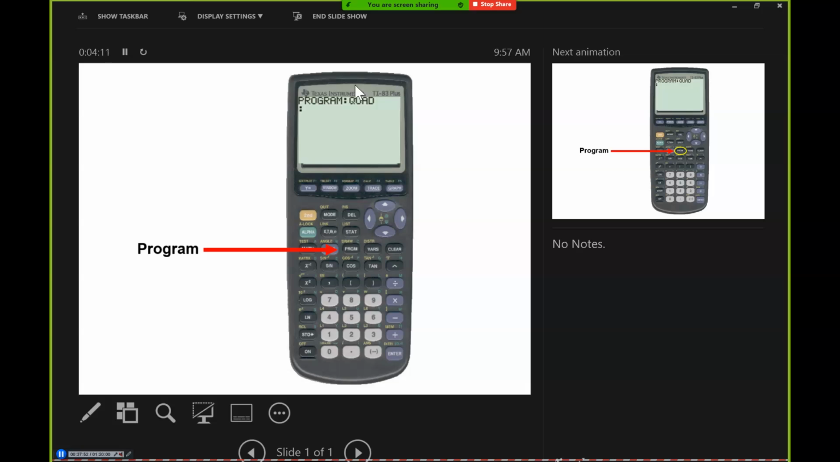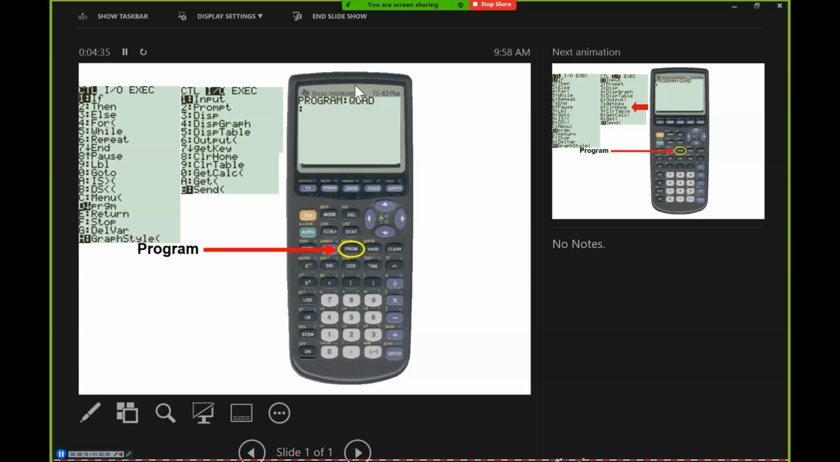Now press the program button again, and you're going to be at a menu that looks like this. Everybody okay there? Press the right arrow key to move over to the I/O menu. And then from the I/O menu, we're going to pick the clear home command. Yep, so you'll press enter on the clear home command.